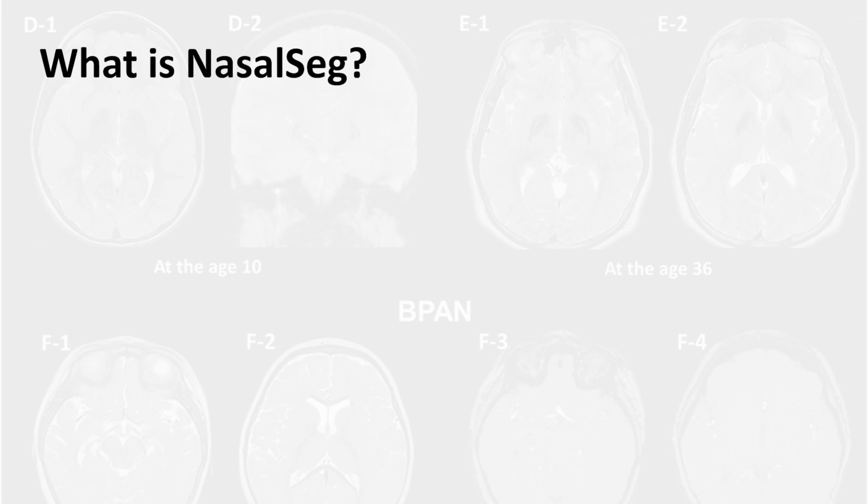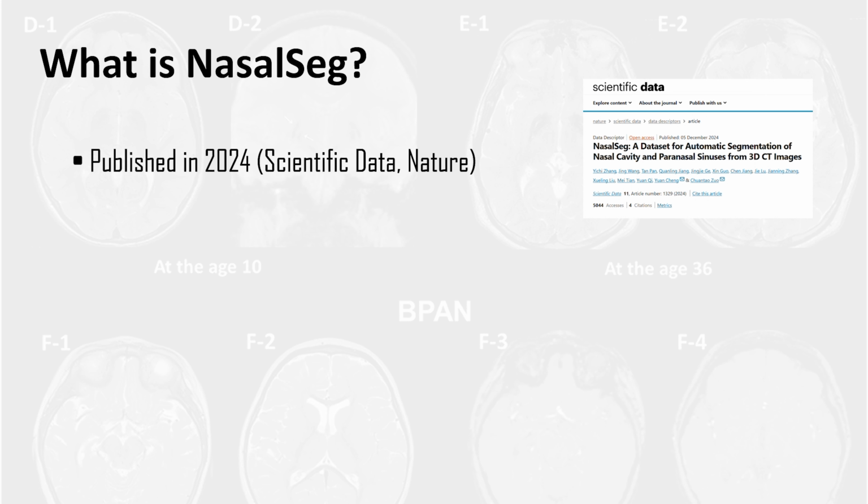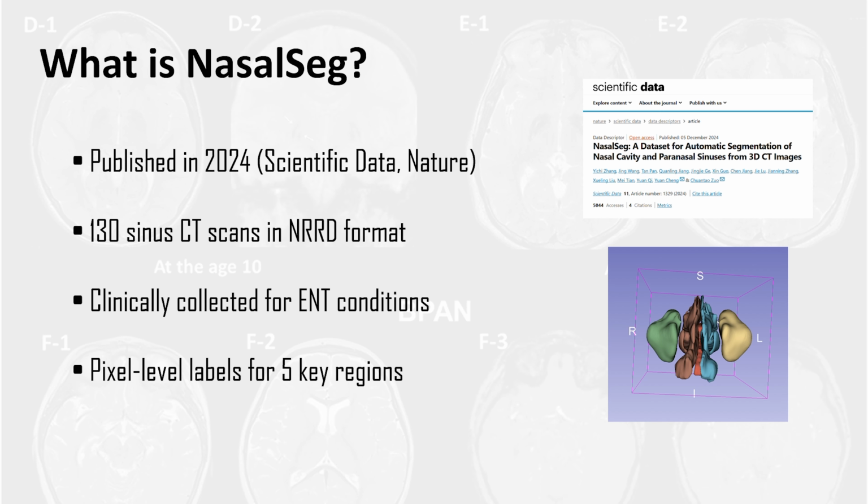This dataset was published in 2024 in the journal Scientific Data by Nature by Zhang and their team. They put together 130 high-resolution CT scans, all stored in NRRD format. These CT scans were collected as part of clinical assessments, likely for patients with sinus conditions. What makes this dataset relevant is that sinus CTs are used in ENT clinics to plan surgery, assess chronic sinusitis, or investigate nasal obstructions. Each scan is carefully labeled, pixel by pixel, to show 5 different regions.